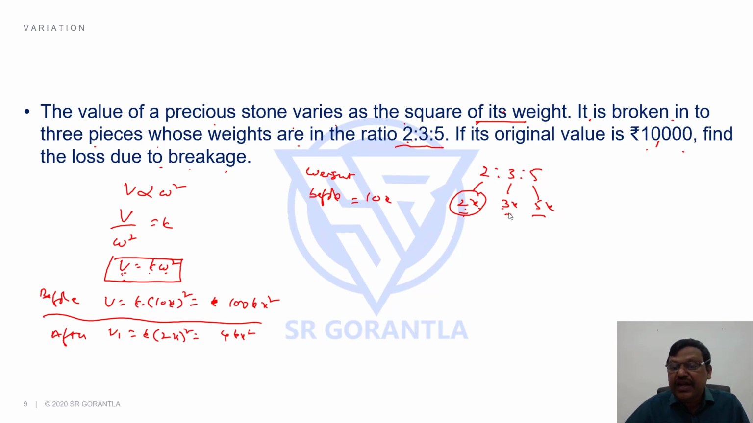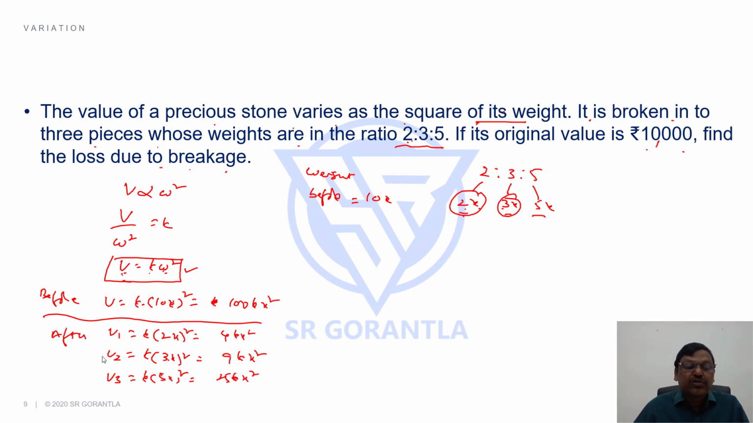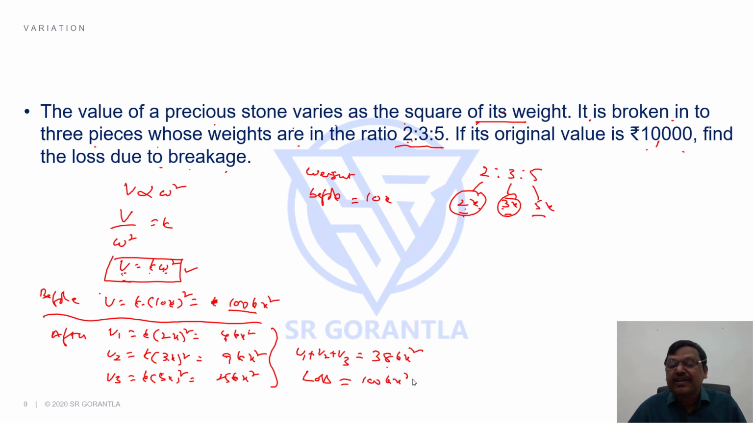Now the value of the second piece will be V2 equals k into 3x whole square. It will be 9x square into k, 9kx square. The value of the third piece will be k into 5x square, because k into w square is the value. It is 25kx square. So the total value of these 3 pieces after it is broken will be V1 plus V2 plus V3, which is 4 plus 9 plus 25, that is 38kx square. The original before it was broken was 100kx square, and now it is 38kx square, so the loss equals 100kx square minus 38kx square. So 62kx square is the loss, but we need to know the kx square value.